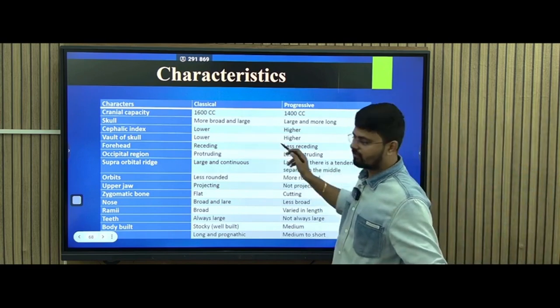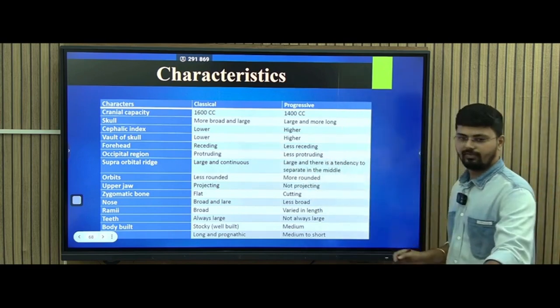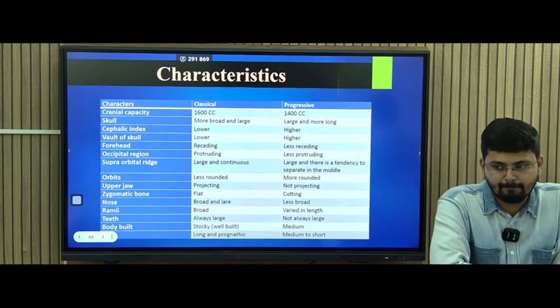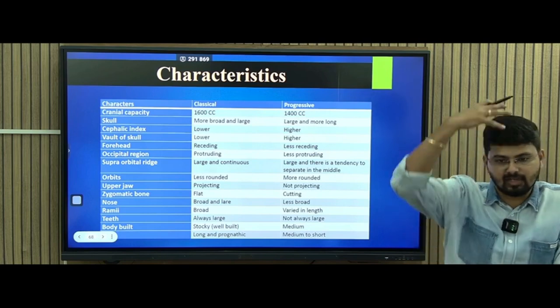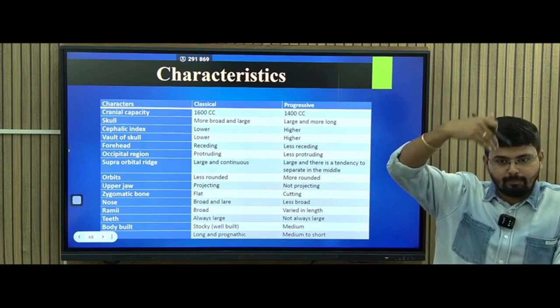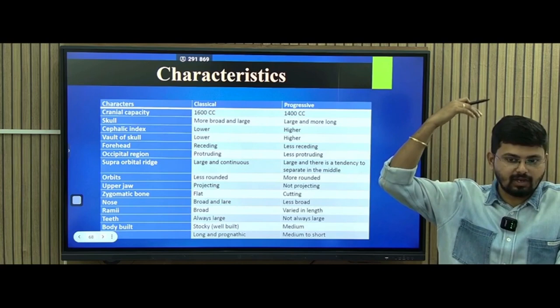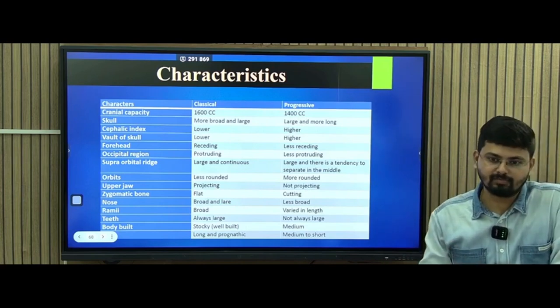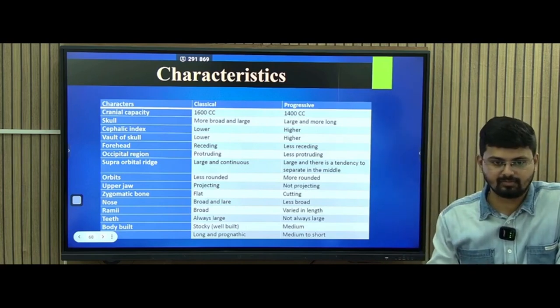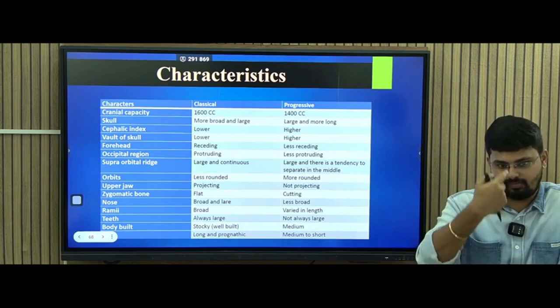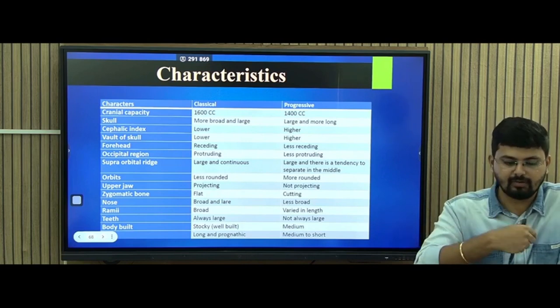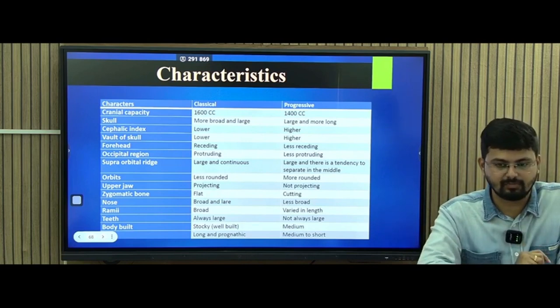Next, cephalic index, it is higher here. Cephalic index, I think you are not aware, right? Cephalic index is nothing but they measure the breadth and length of the skull, and they take the ratio, that is called cephalic index. This is facial index. If you take the width and height, then you measure, that is facial index.